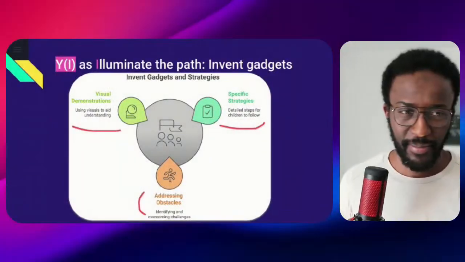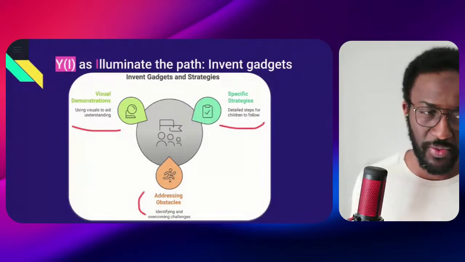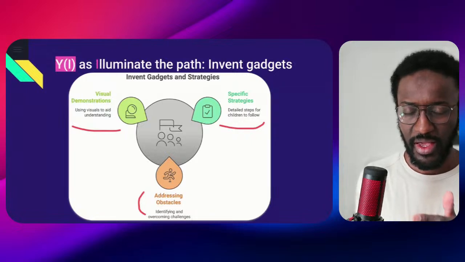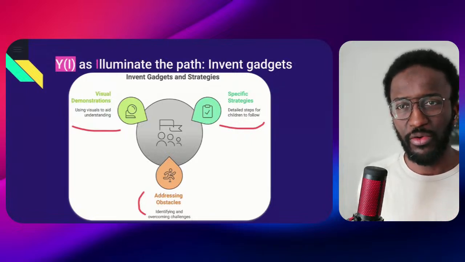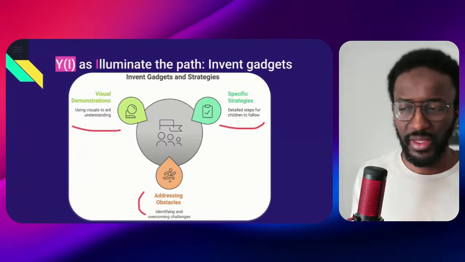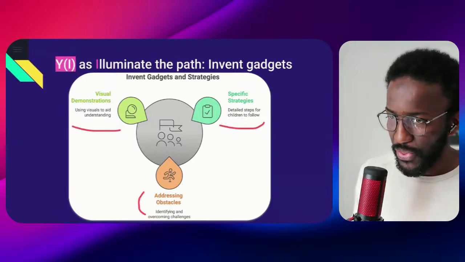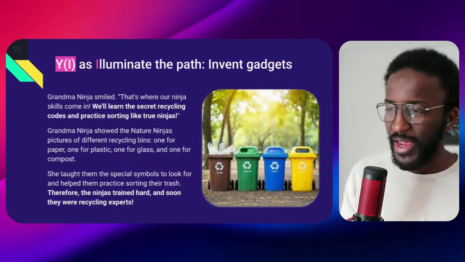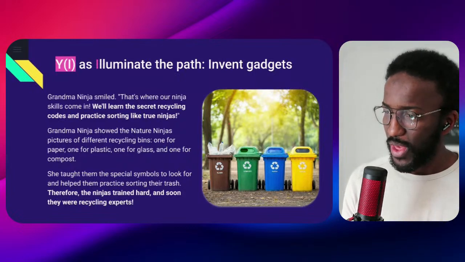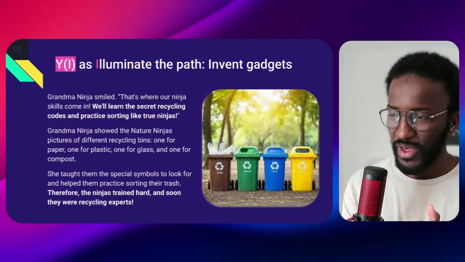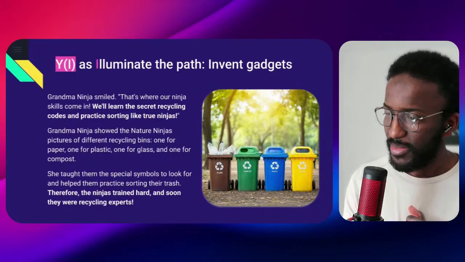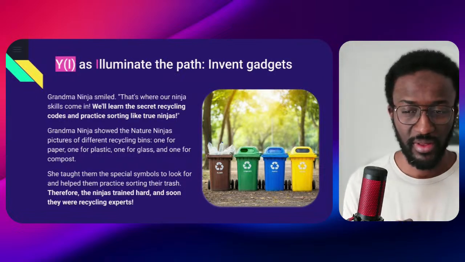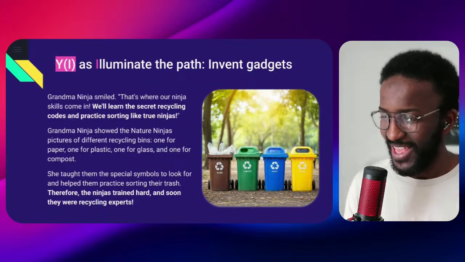Okay, back to our storytelling framework. So we are here on Illuminate the Path. As a reminder, this step is where you share how you will overcome the obstacles in the journey. So how does it translate into our story? Grandma Ninja smiled, and that's how ninja skills come in. They will learn the secret of recycling, and then Grandma Ninja shows them, let's say, different pictures of different recycling bins. This picture is totally AI generated.